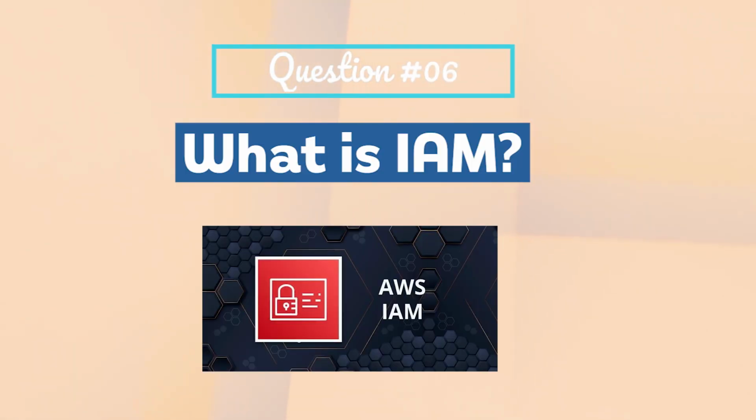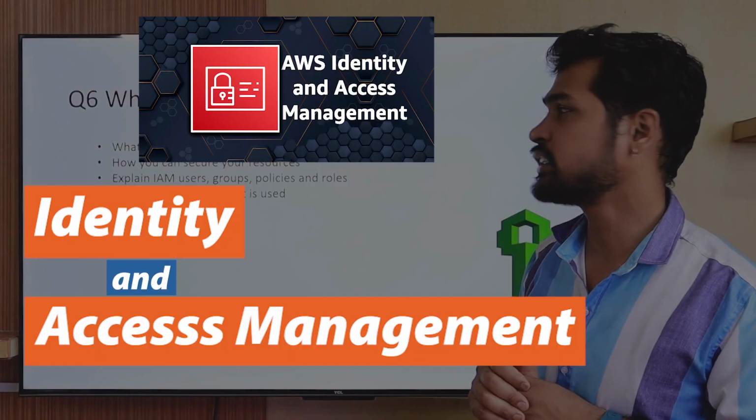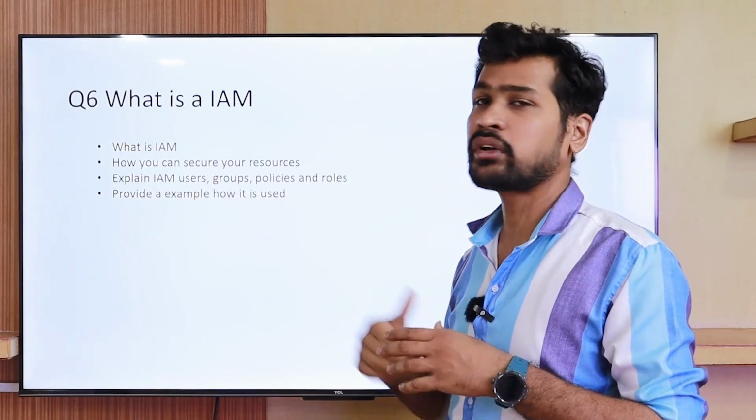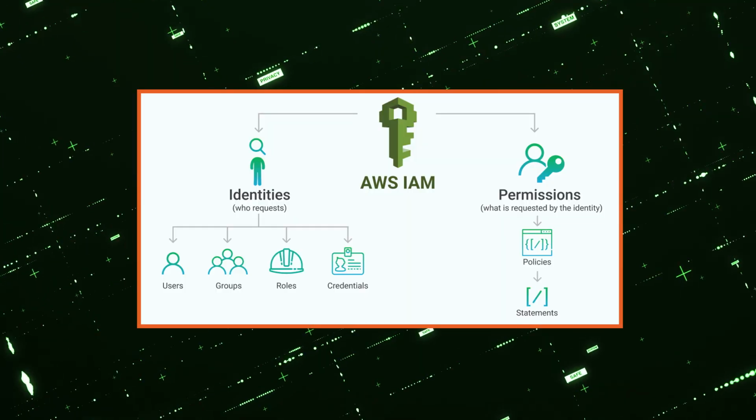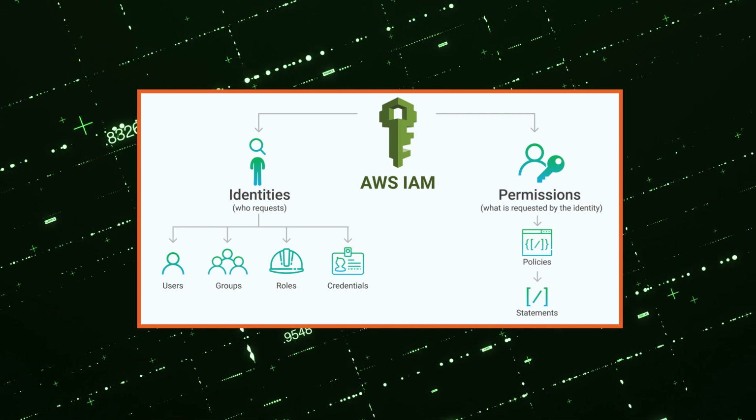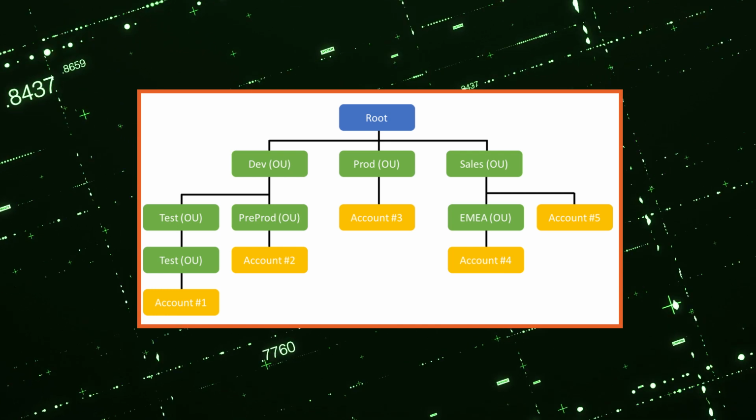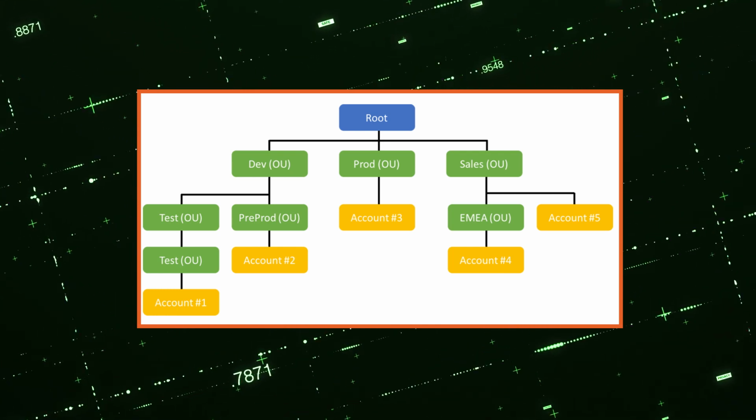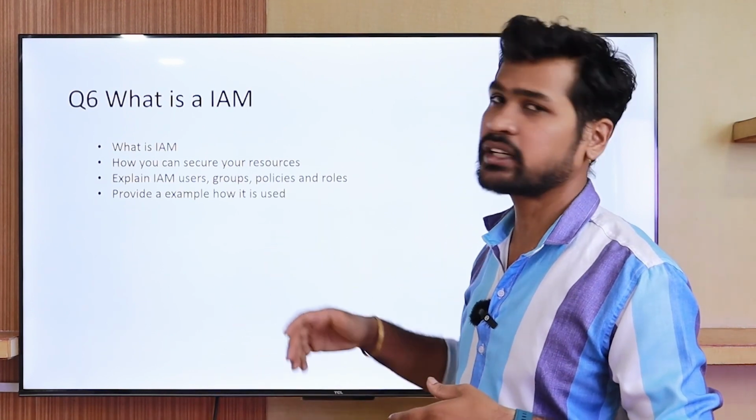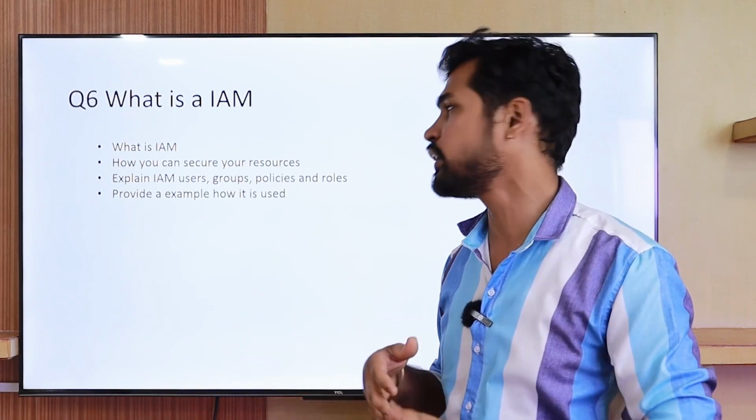And last, what is IAM? IAM stands for Identity and Access Management. Here, you can explain how you can secure your resources by policies and by roles. And also, you need to explain who IAM users are. IAM users are your organization's employee users. It might be inside the organization, it might be outside the organization. Generally, those outside the organization are called federated users.